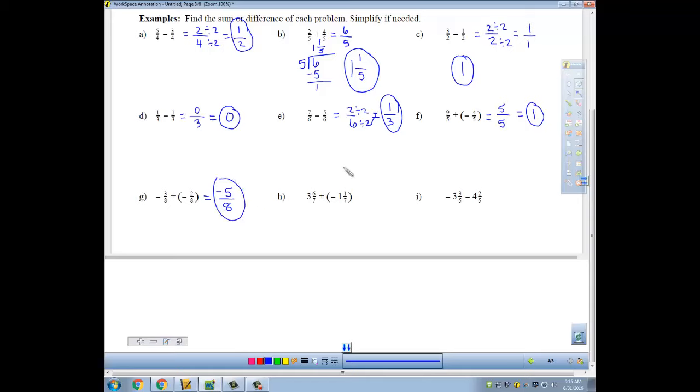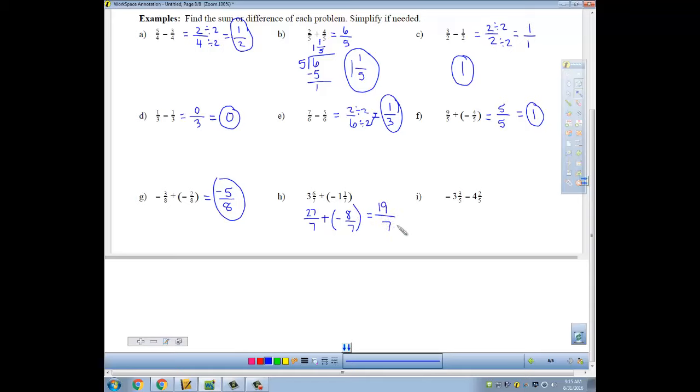Part H, I have mixed numbers. I want to turn these into improper fractions in order to solve them. You could keep them as mixed numbers and actually solve them that way, but when we have negatives, that could be a little complicated. So I'm going to turn 3 and 6/7 into improper fractions. 7 times 3 is 21, plus 6 is 27 over 7, plus -7 times 1 is 7, plus 1 is 8, so 8 over 7. I have different signs, so I'm going to subtract.